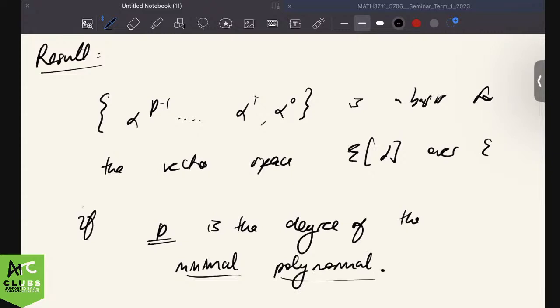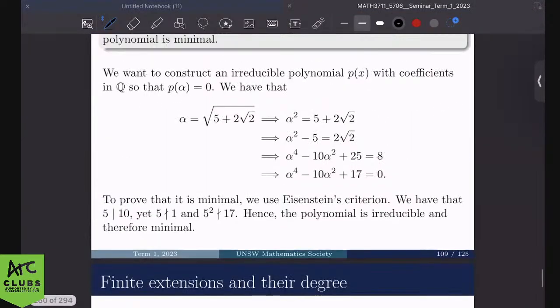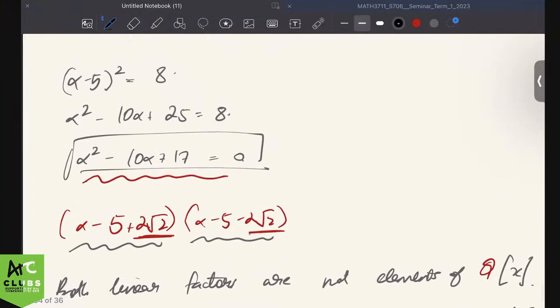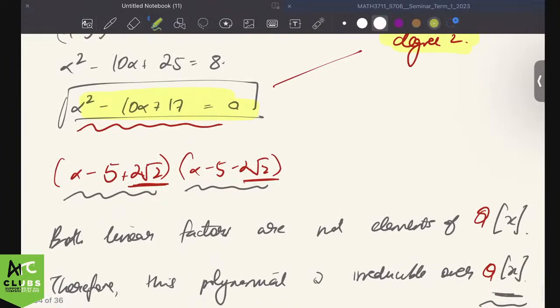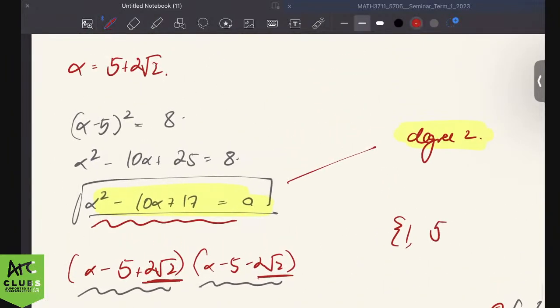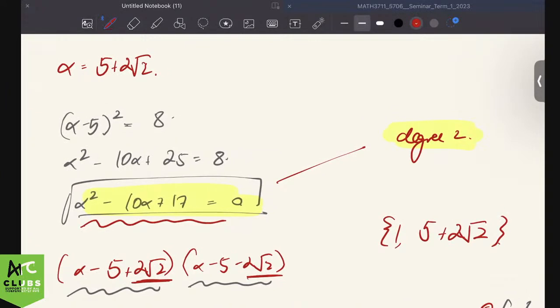Okay. So, for example, before, our minimal polynomial had degree 2, like over here, from before. Minimal polynomial had degree 2. That means that you have a vector space made up of the basis 1, and then we have 5 plus 2 root 2. And that is a vector space for the field extension. Okay? So that's a very useful property to know.